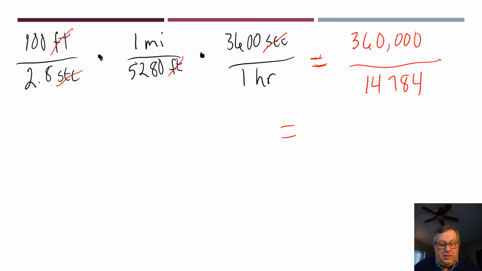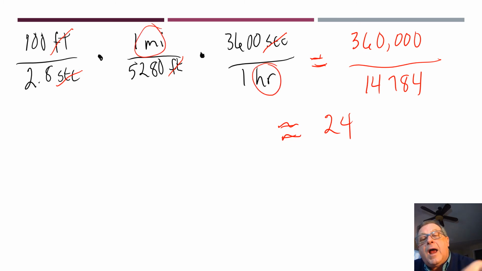Let's convert that to a decimal. And I believe the problem said to round it to the nearest whole number. I come up with 24.3506. Or we can say approximately 24. And then what's our unit of measurement? Miles per hour. So a car traveling 100 feet in 2.8 seconds is equivalent to approximately 24 miles per hour.